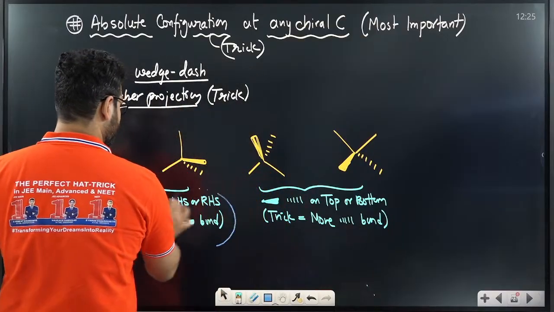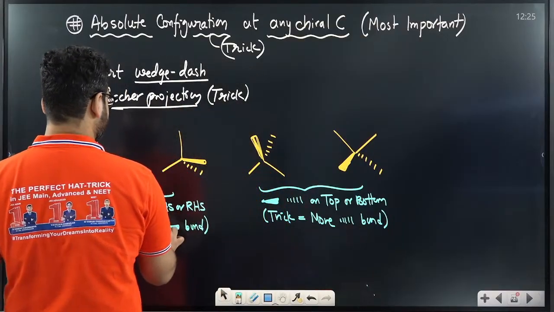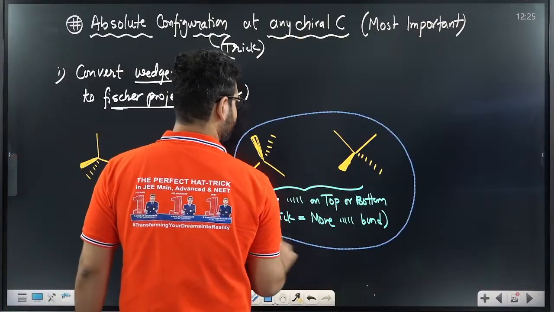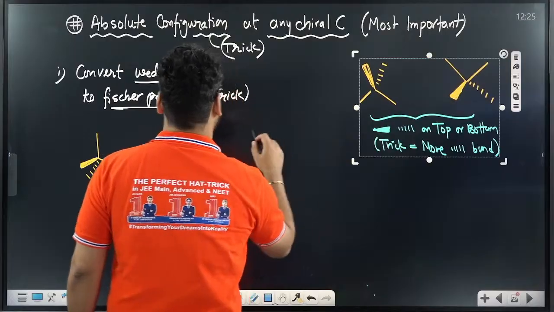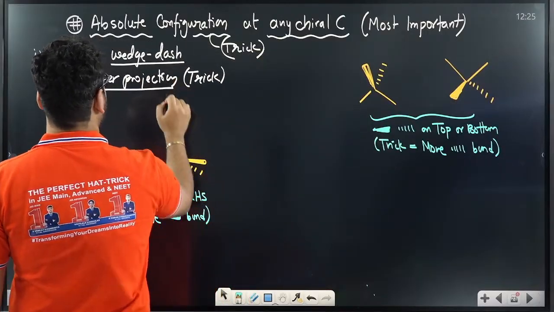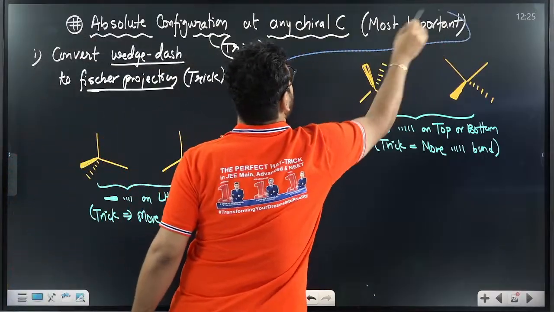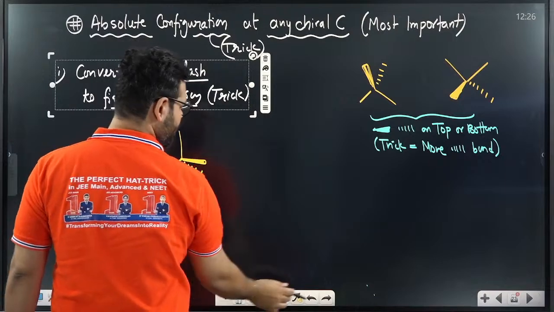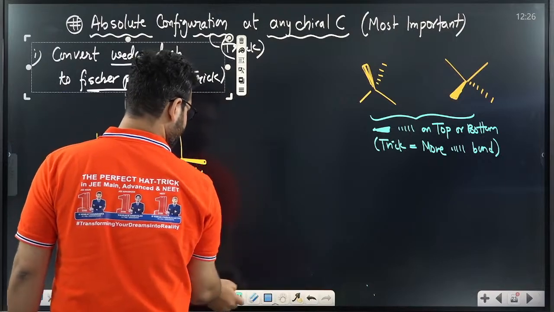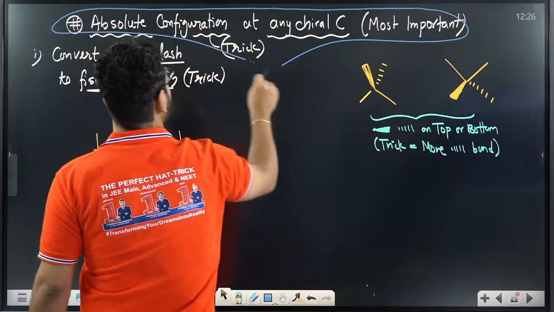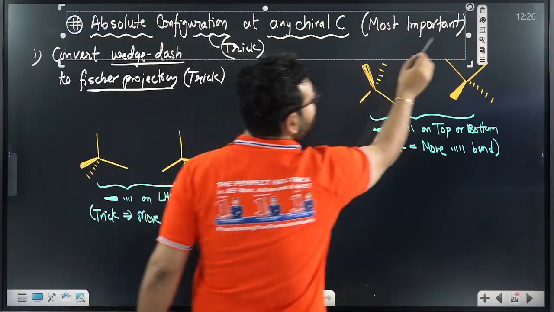What do I mean by this? All of you carefully see here. This is the first step. I told you, convert wedge dash to Fisher. How to convert wedge dash to Fisher? I am telling you a trick for this.